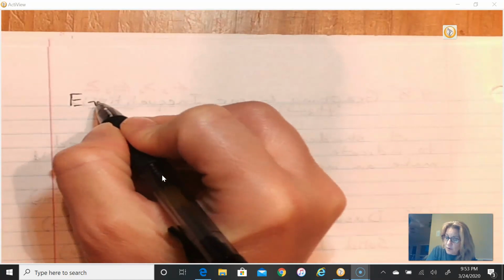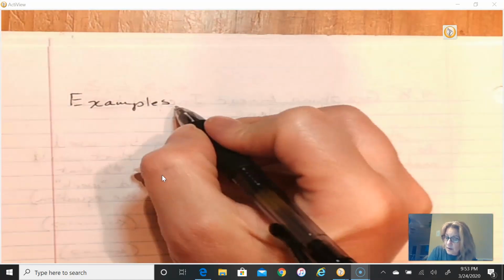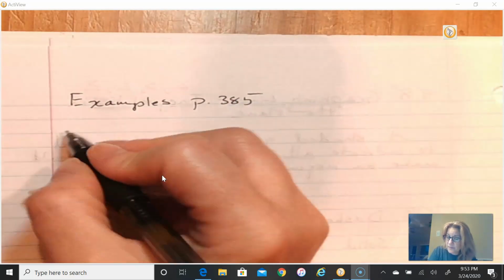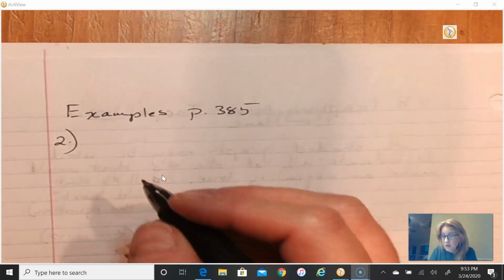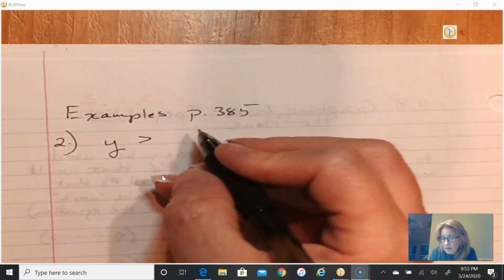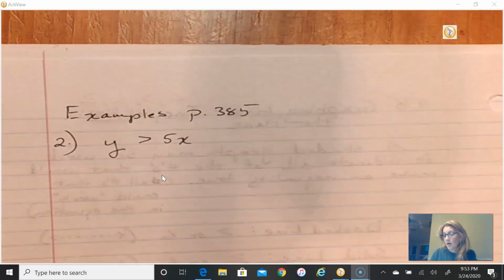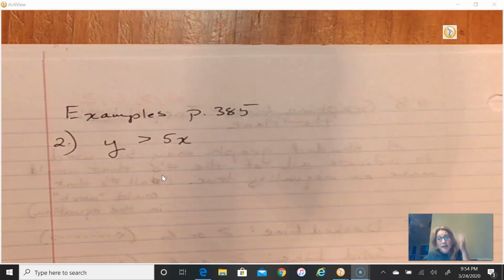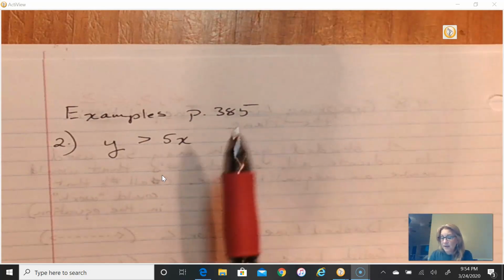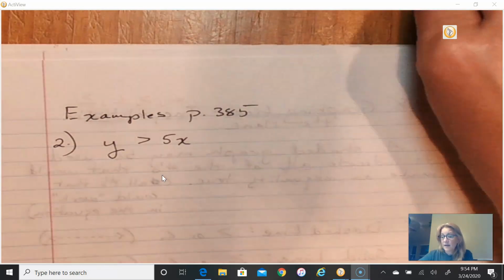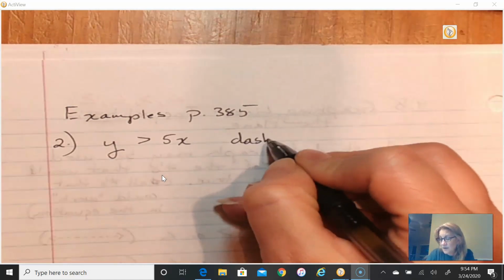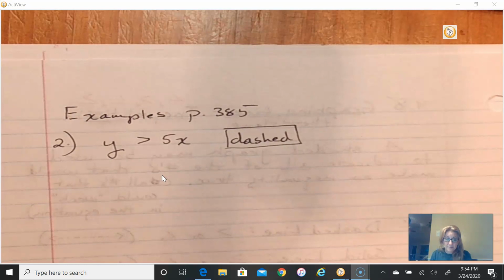So go ahead and open up your books to page 385. Look at number 2. It says determine whether the line on the graph of the solution should be dashed or solid. Number 2 is y is greater than 5x. Look back at the video if you can't remember, but because it does not have the line underneath there, it's going to be dashed if you were to graph it. Okay?